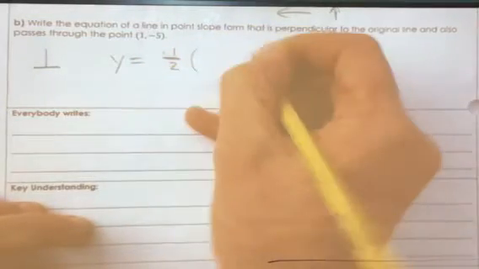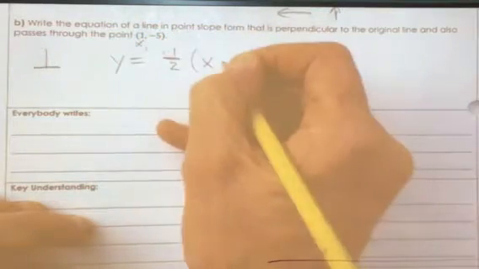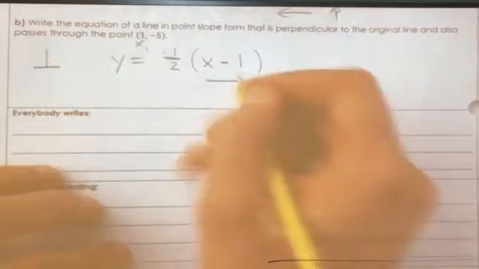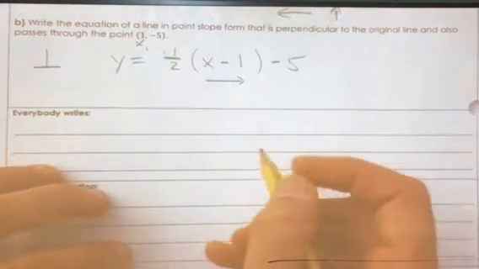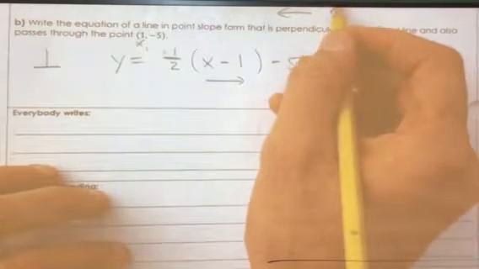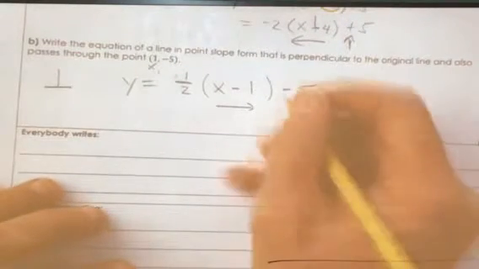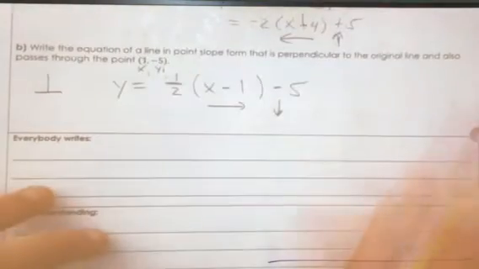Slope times x, this is x minus x1, where x1 is 1. So x minus, bring in the 1. That says go right 1 unit. Then -5. So just like before when we had +5, and that said go up, this says -5 and we go down. And you've done it.